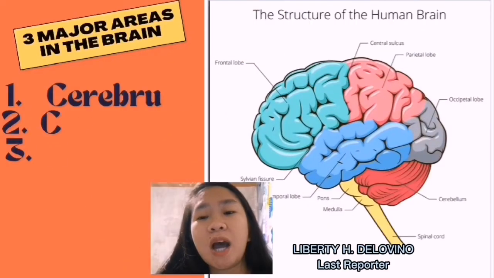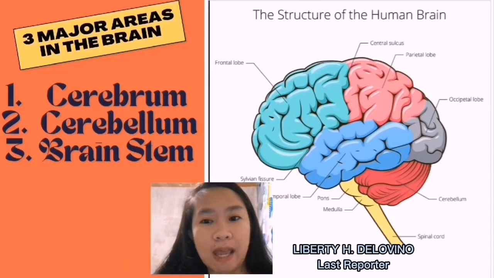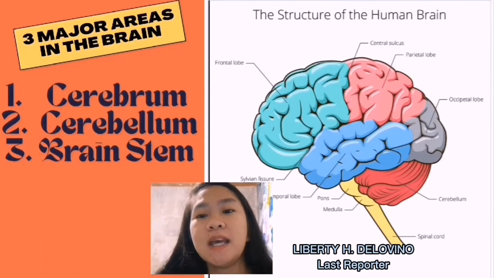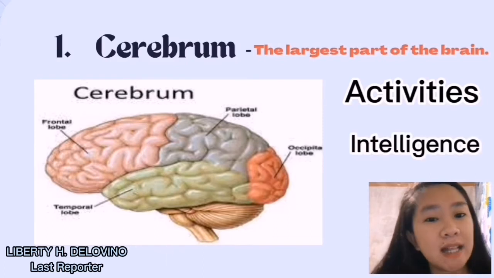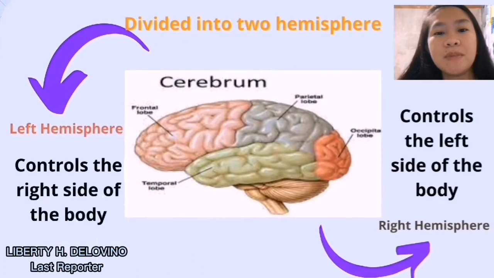So let us talk about our brain with its three major areas. First is the cerebrum, second the cerebellum, and the third one is the brain stem. Now let's talk about the cerebrum. The cerebrum is the largest part of the brain and is associated with conscious activities and intelligence. It is divided into two hemispheres and consists of gray matter or neuron cells and white matter or nerve fibers.